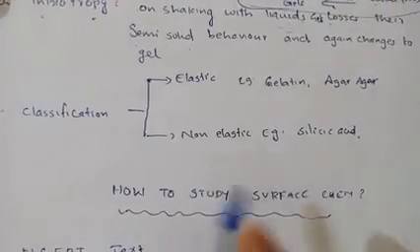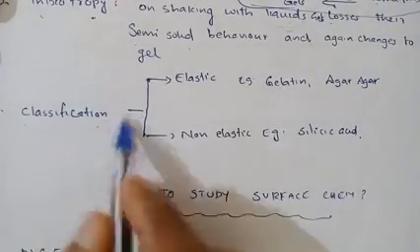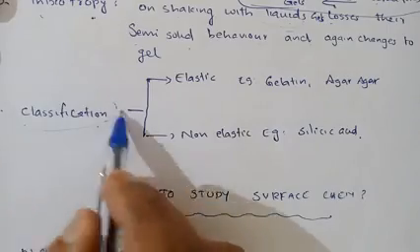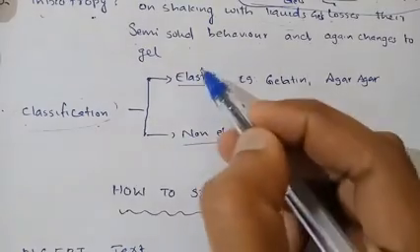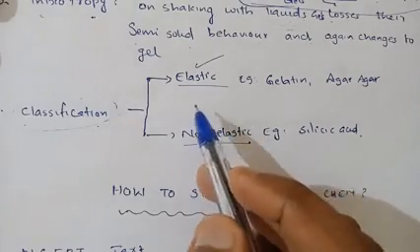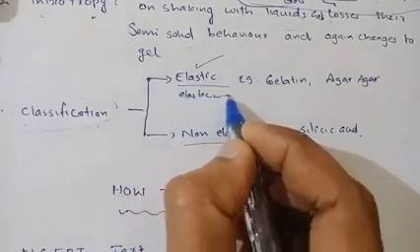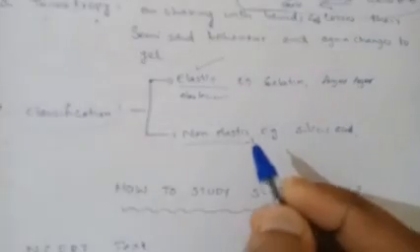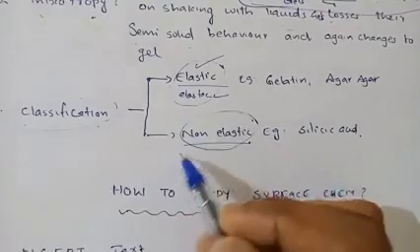Okay. Next one is classification. Gels can be classified like emulsions. There are two forms, elastic and non-elastic. As we know, by the name we can easily understand. Elastic gels show elastic behavior. What is meant by elastic behavior? You know, is it? So elastic gels and non-elastic gels.